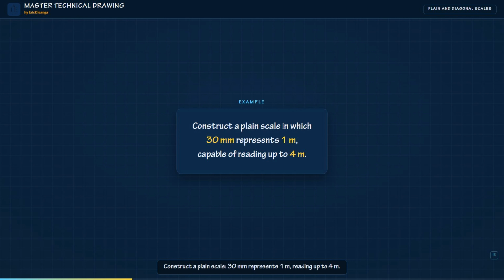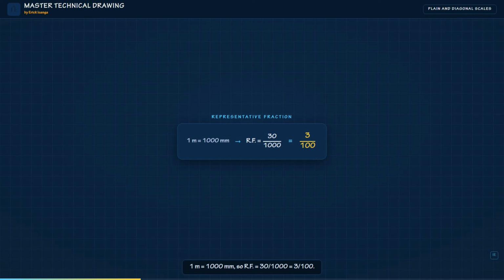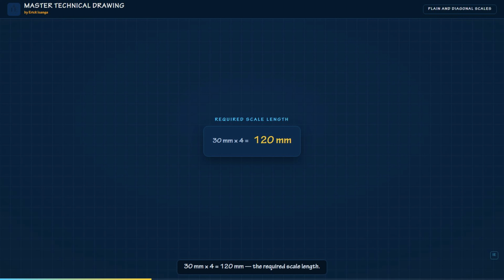Our example: construct a plane scale in which 30 millimeters represents 1 meter, and which can read up to 4 meters. 1 meter equals 1000 millimeters. So the representative fraction is 30 over 1000, which simplifies to 3 over 100. Since 30 millimeters represents 1 meter, 4 meters needs 30 times 4. The required scale length is 120 millimeters.